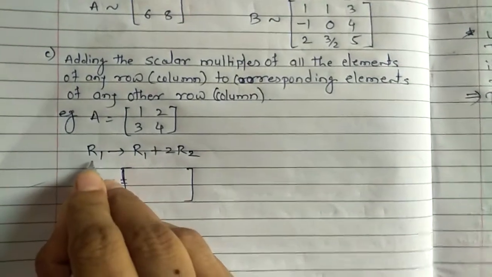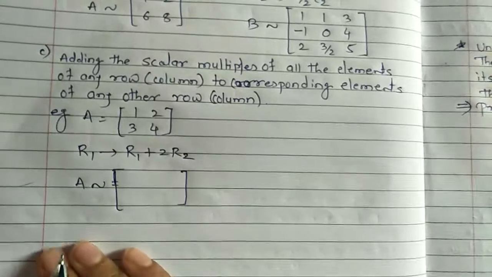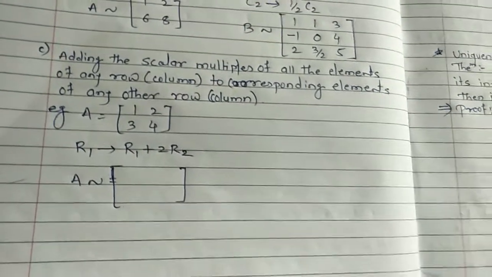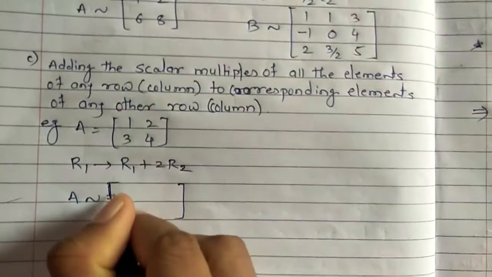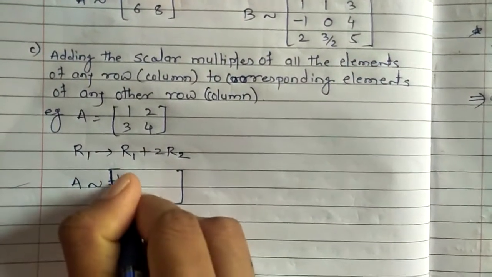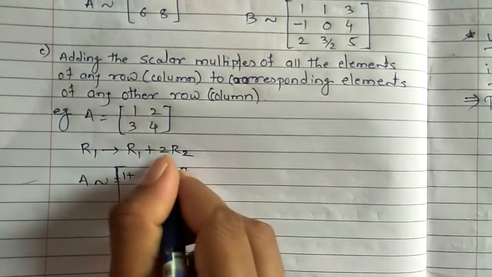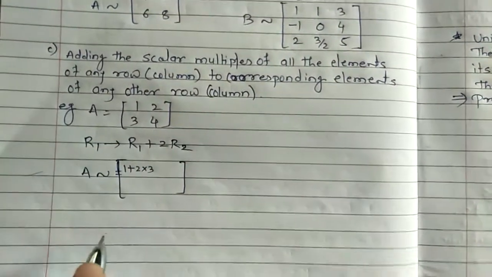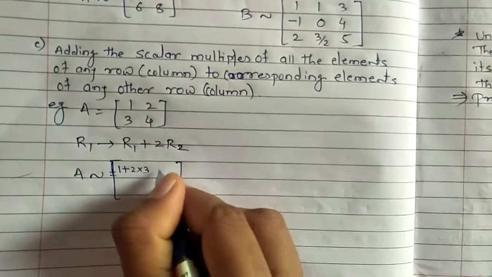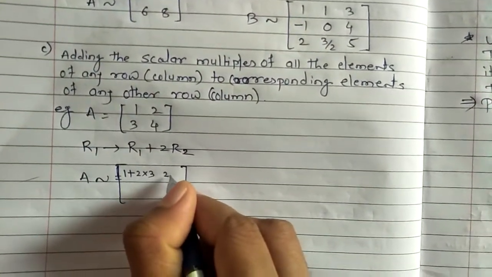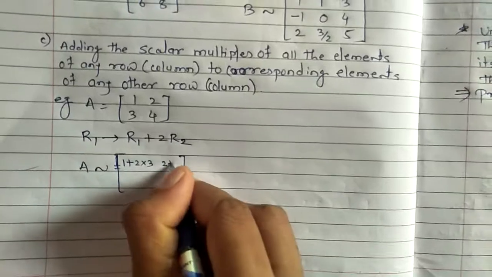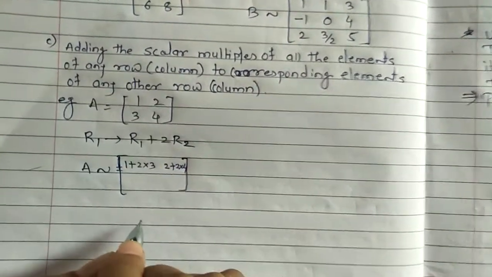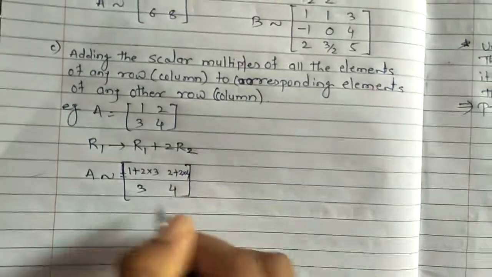yes, we can change the first row. So first row तुम्ही चेंज करणार आहात. कशी चेंज करणार आहात की त्यामध्ये 2 टाइम सेकंड रोचा एलिमेंट ॲड. मग फर्स्ट रोचा पहिला एलिमेंट कोण आहे, 1. 1 प्लस 2 टाइम द करस्पॉन्डिंग एलिमेंट ऑन द सेकंड रो इज 3. Similarly 2 is the second element of the first row. We add 2 times the corresponding element in the second row, which is 4. So your second row as it is.